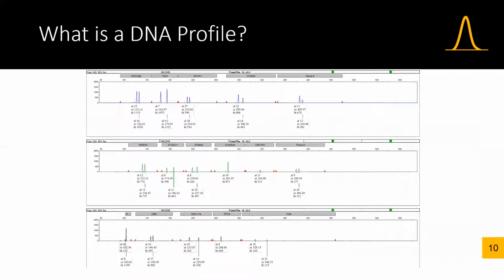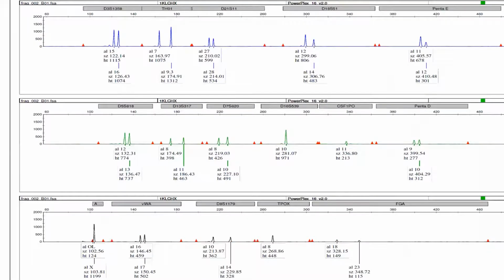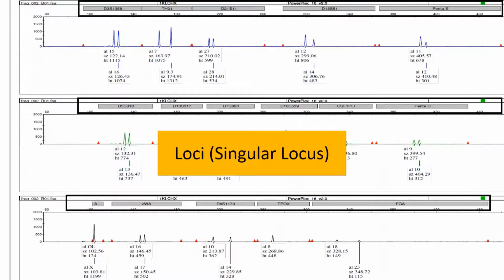But what does a DNA profile look like? Let's go over some definitions and explore this further. This is an example of a DNA profile. It's actually my DNA profile. In the gray boxes along the top are the locations that I discussed earlier, locations that we use to create this DNA profile, or loci for plural.